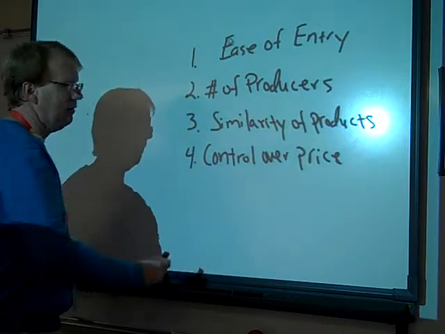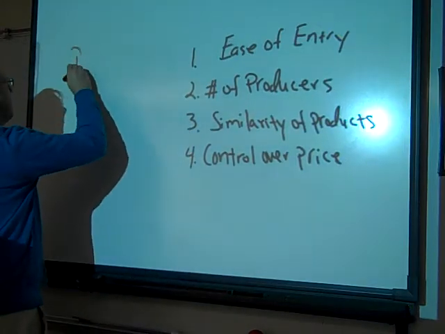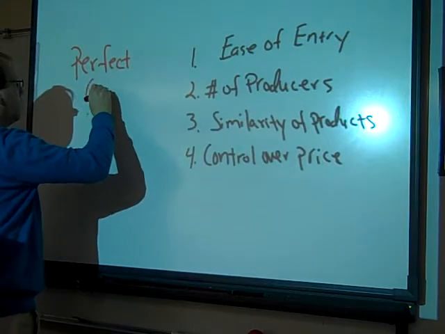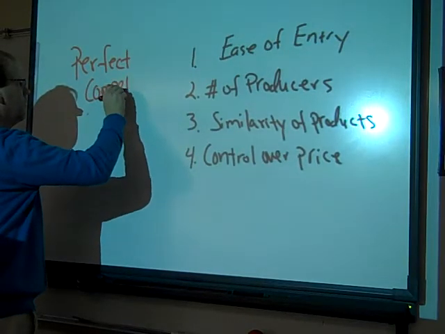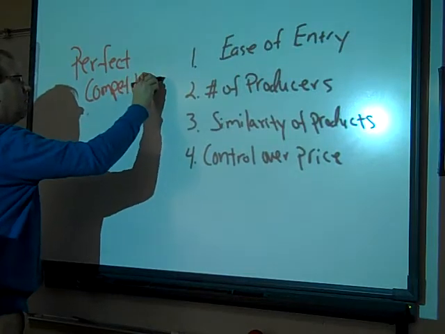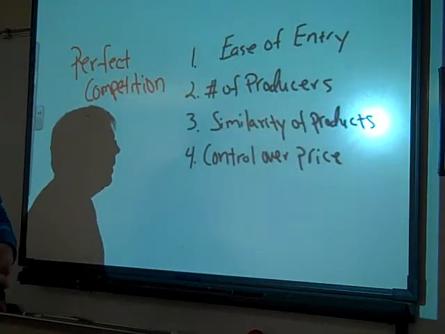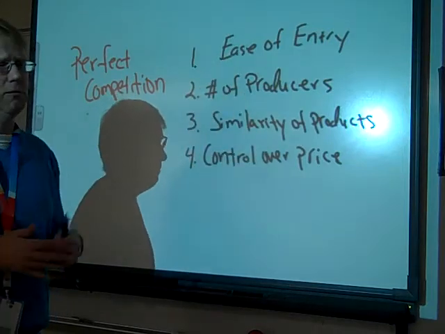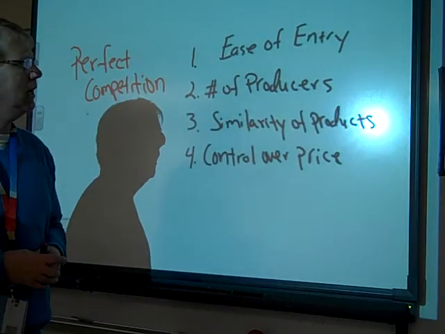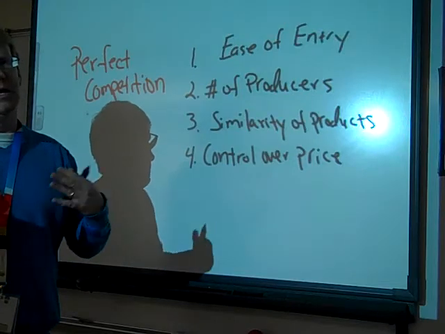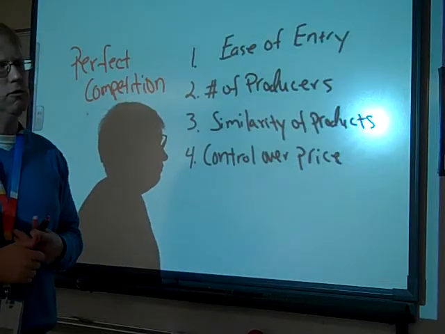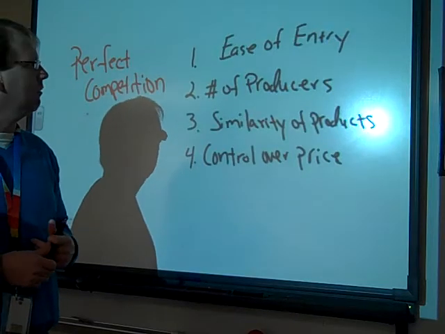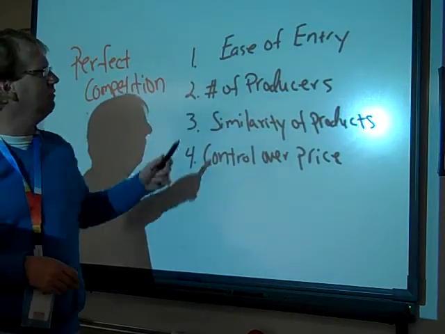The first one I want to talk to you about is called perfect competition. Okay, perfect competition. This type of market structure is relatively easy to get into. In fact, we consider it the easiest to get into. It doesn't require a lot of money. It doesn't require a lot of resources usually compared to other types of market structures. So it's relatively easy to get into.